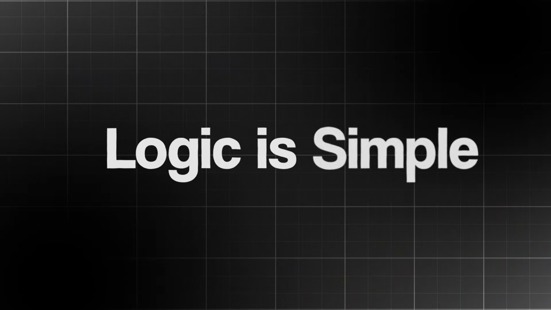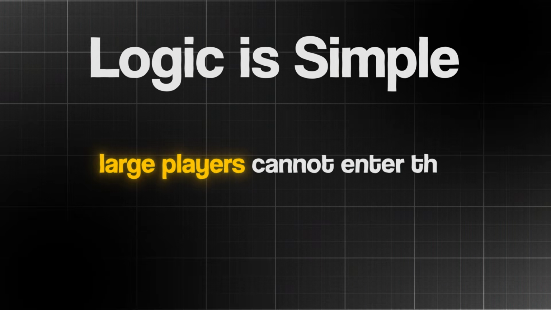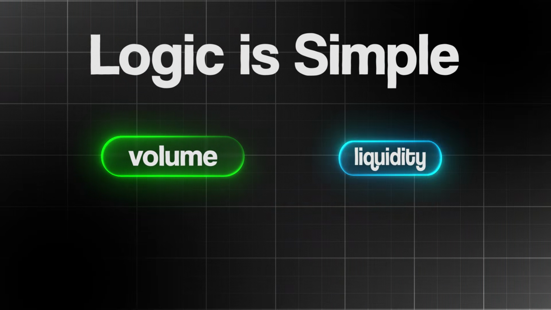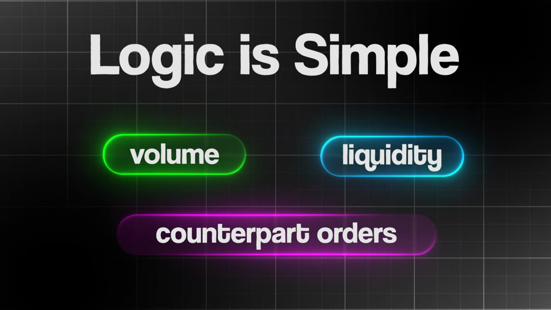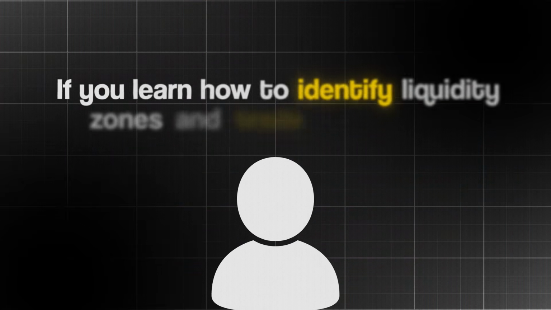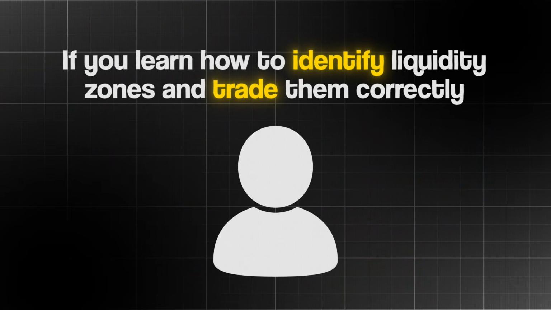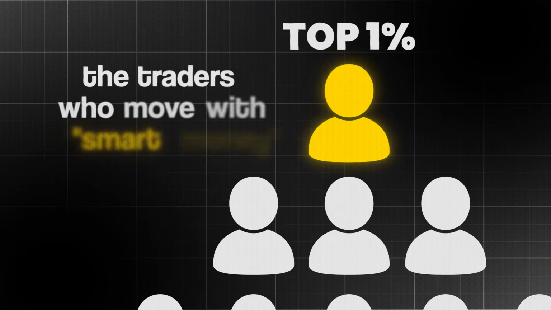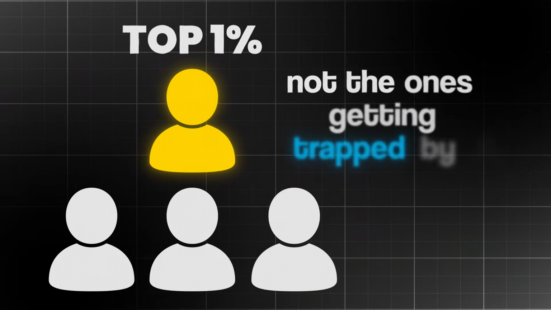The logic is very simple. Large players cannot enter the market the way retail traders do. They need volume, they need liquidity, and they need counterpart orders. If you learn how to identify liquidity zones and trade them correctly, you put yourself in the top 1% of traders. The traders who move with smart money, not the ones getting trapped by it.